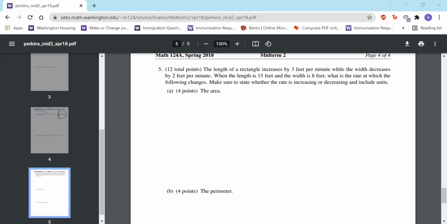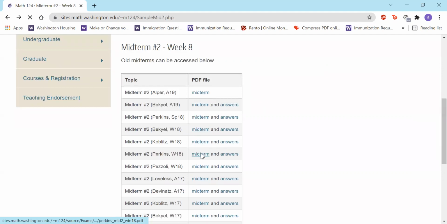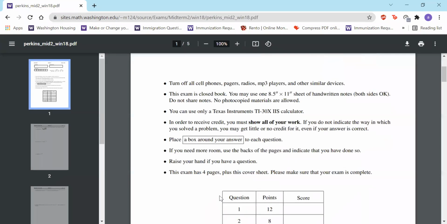Okay, this is a new problem. The problem we are focusing on is still from the department archive. It's the math department, midterm 2, Perkins, winter 2018. It is also a related rate problem. So this is the exam I'm going to work on right now.